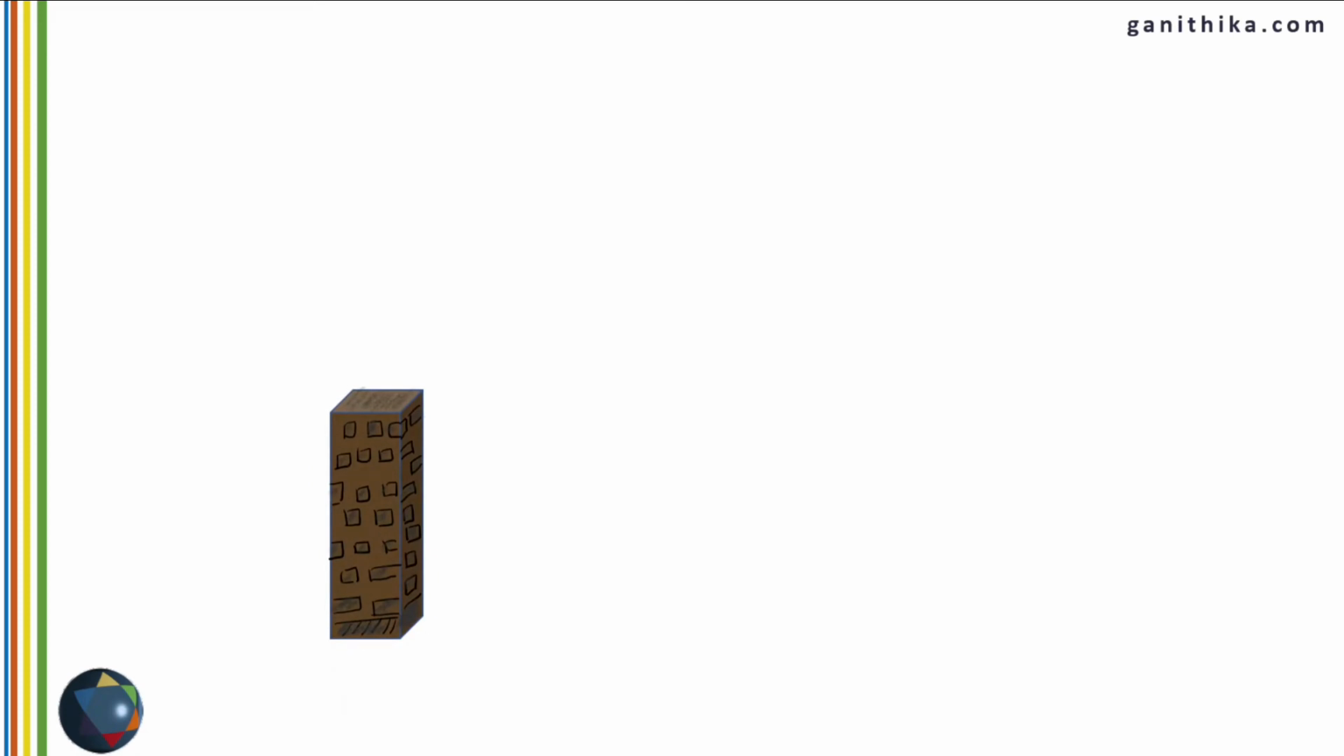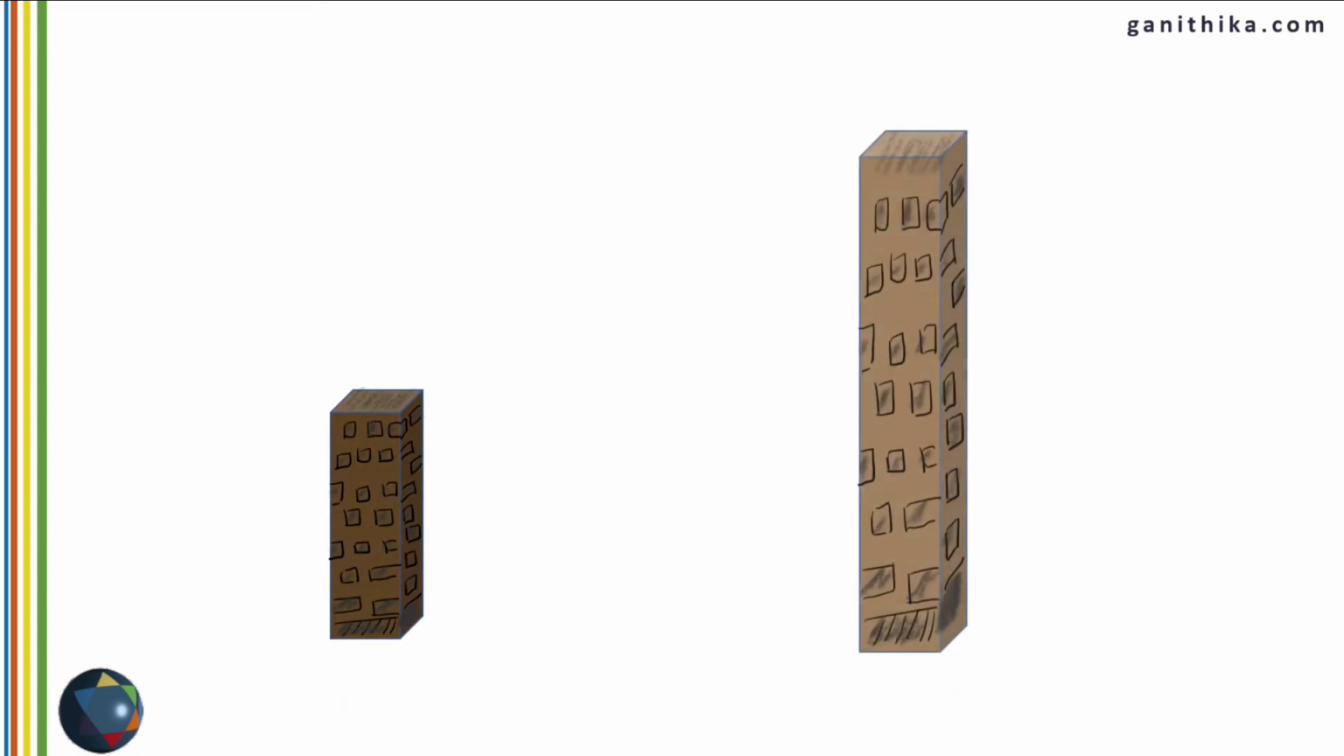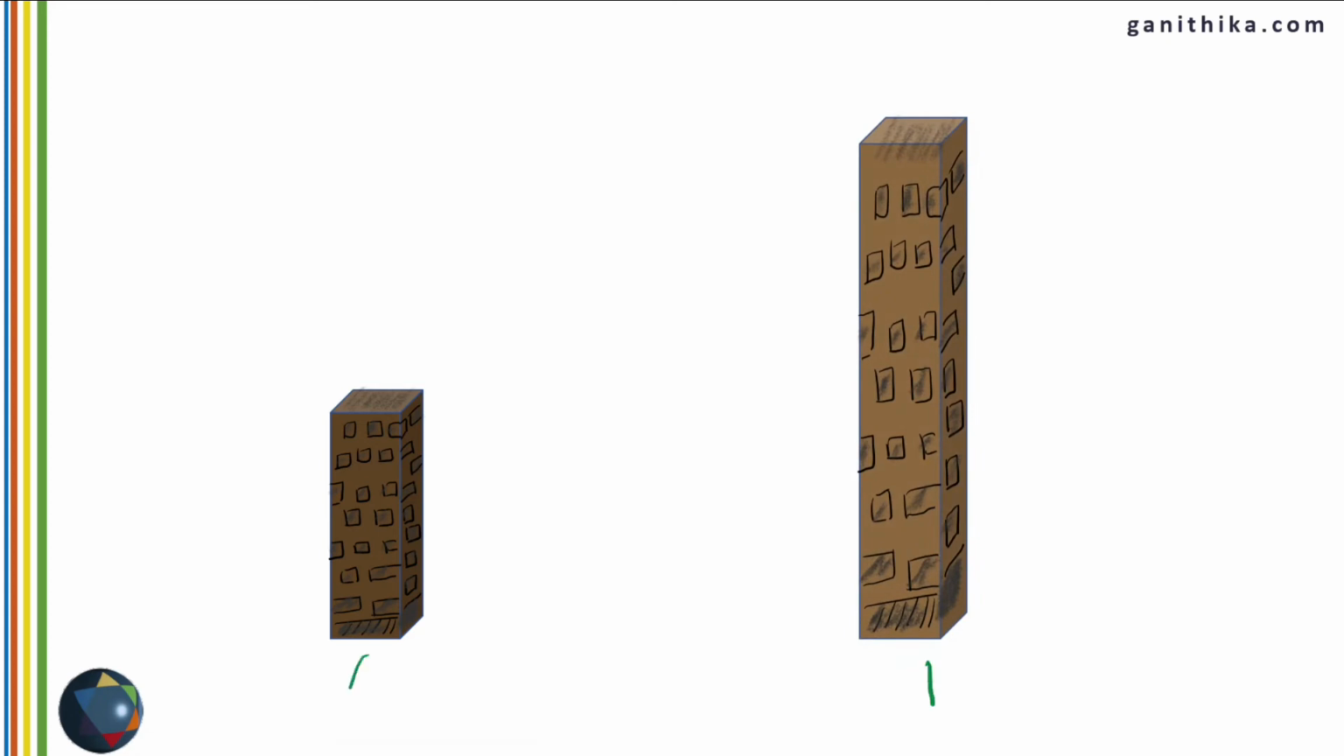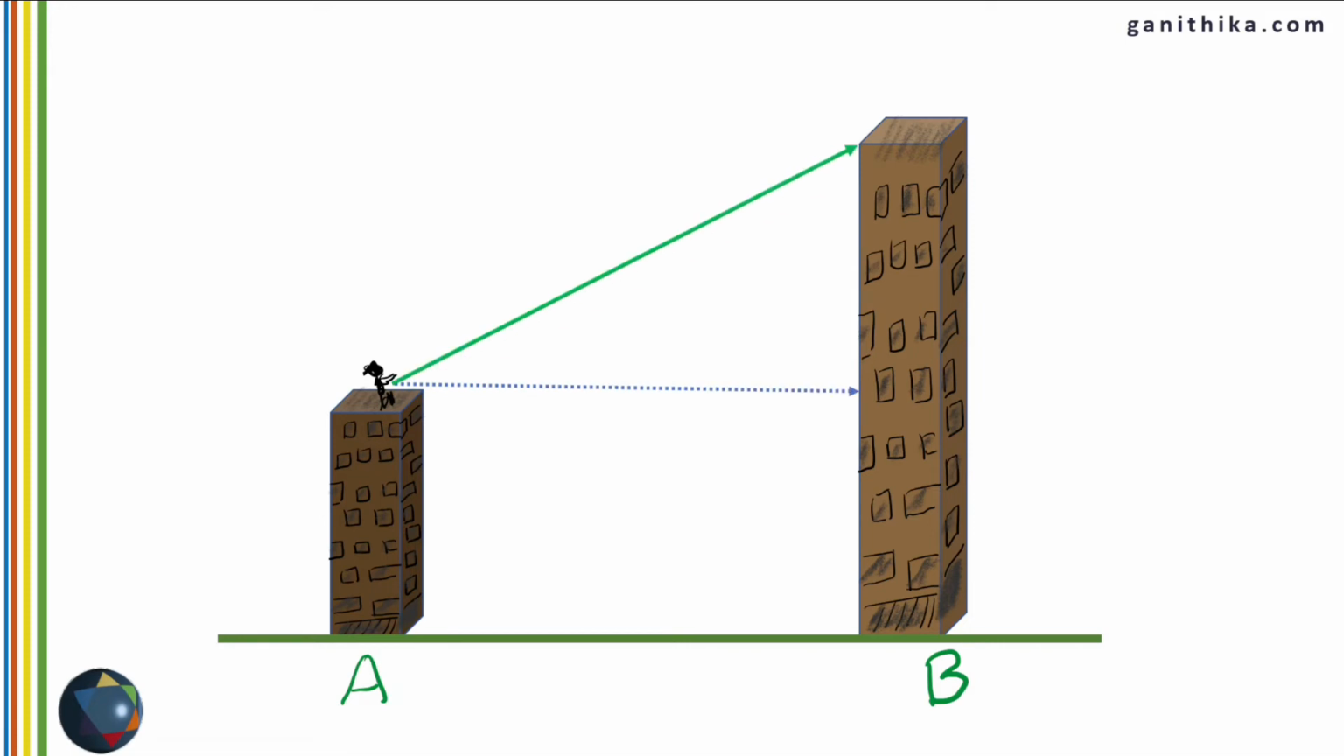Let's consider a building standing on the ground and another building which is taller than this building standing on the same ground as building A. So we have building A and building B. A is shorter than B and they are standing on the same horizontal ground. Now let's consider a person sitting above building A and looking at the top of building B. His horizontal line would be along the blue dotted line, whereas he is looking up from his horizontal line towards the top of building B. Therefore, this will be his angle of elevation.